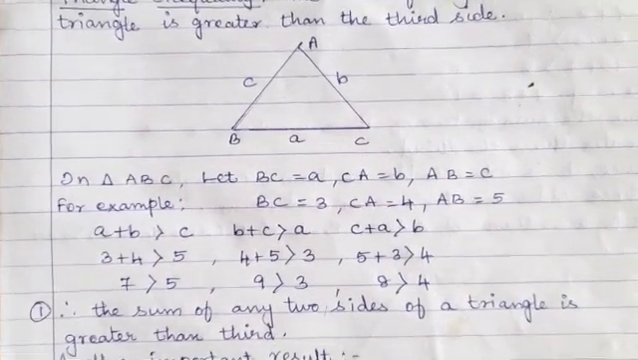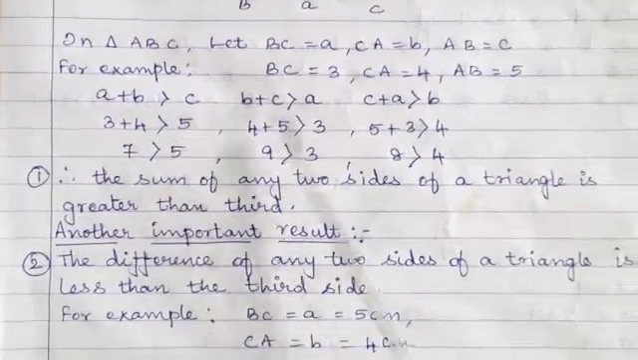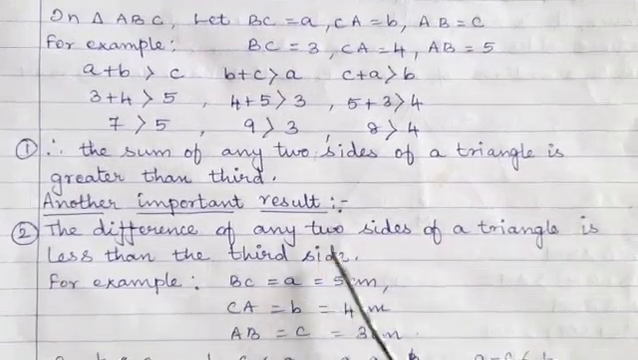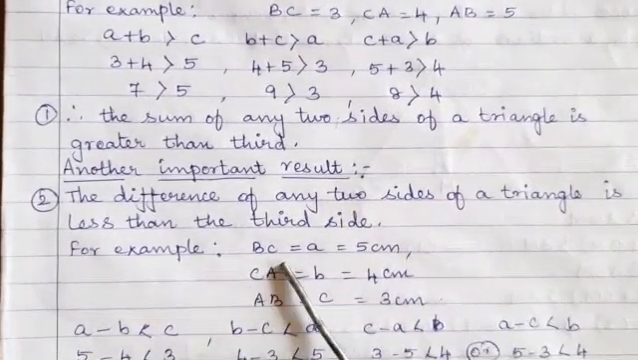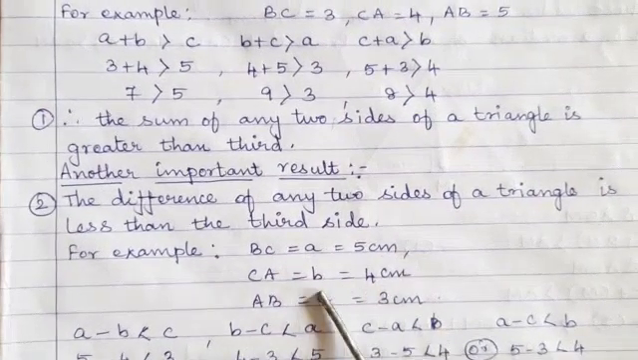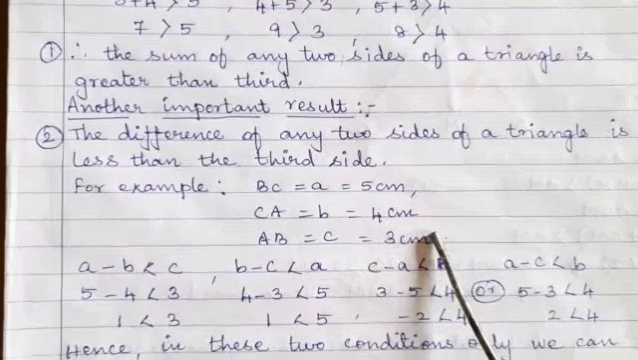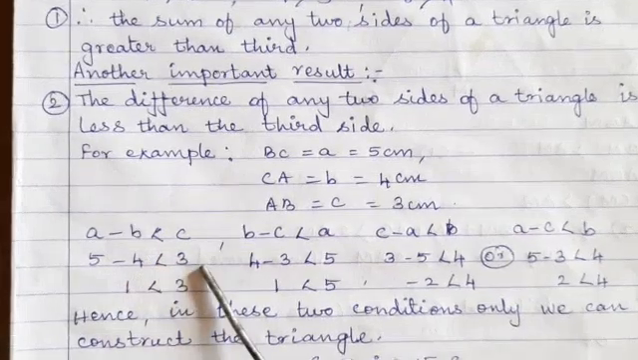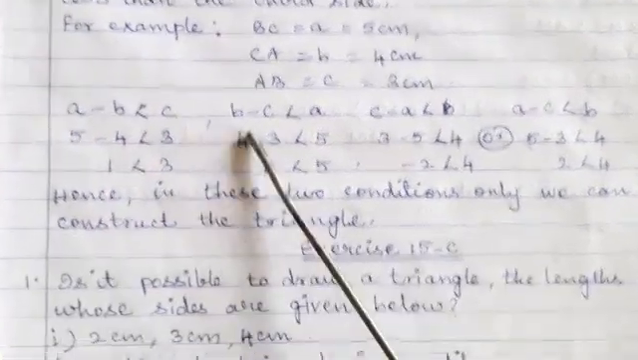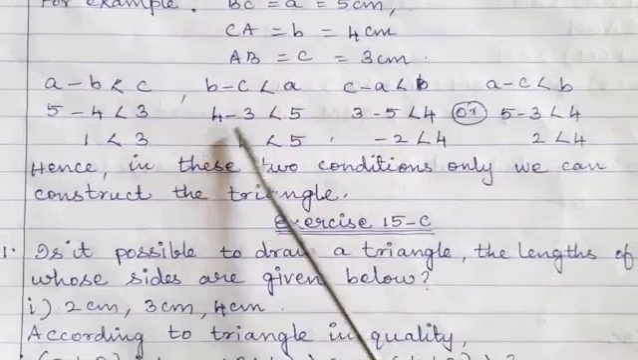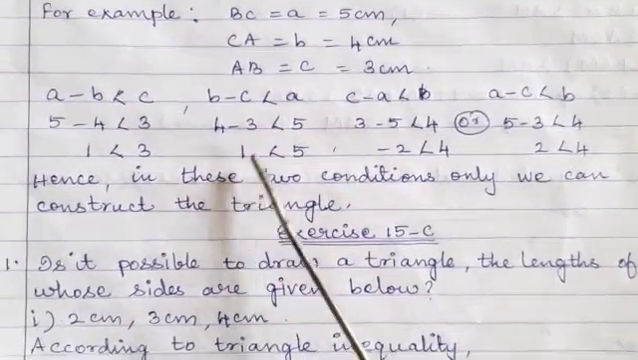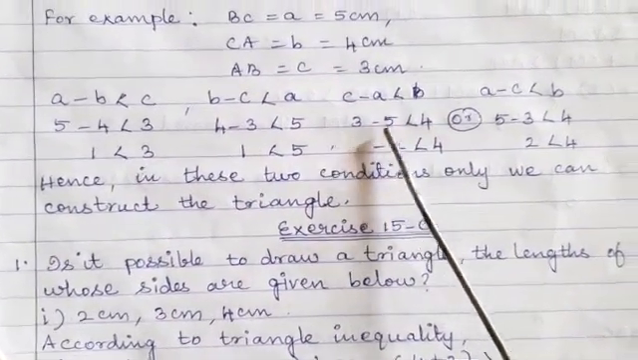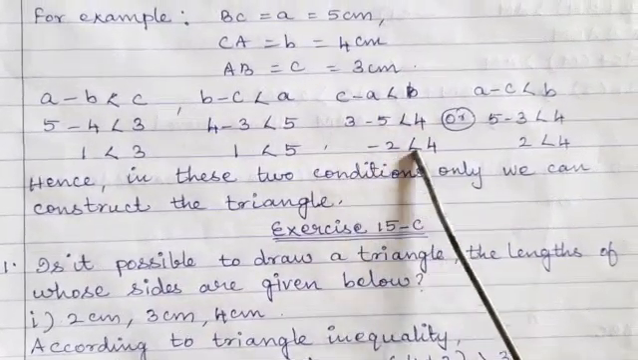In the same way, another important result using this measurement: the difference of any two sides of a triangle is less than the third side. For example, a equal to 5 centimeter, b equal to 4 centimeter, c equal to 3 centimeter. Here, a minus b, that is 5 minus 4, is less than 3, that is 1 is less than 3. Then b minus c is less than a, 4 minus 3 is less than 5, that is 1 is less than 5. Then c minus a is less than b, that is 3 minus 5 is less than 4, that is minus 2 is less than 4.